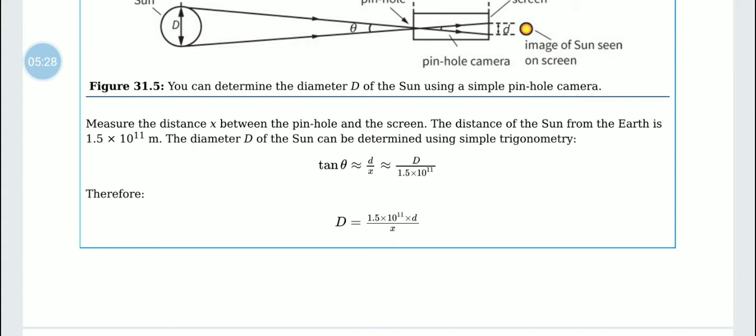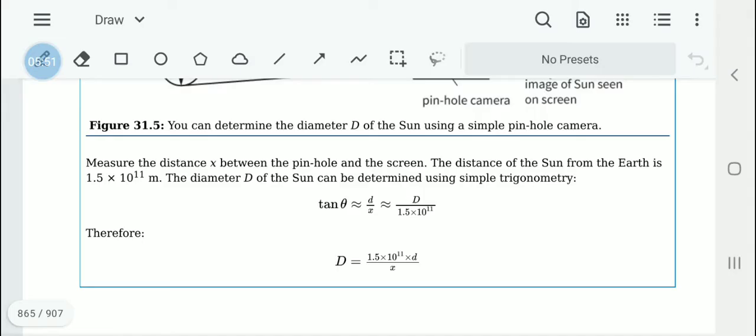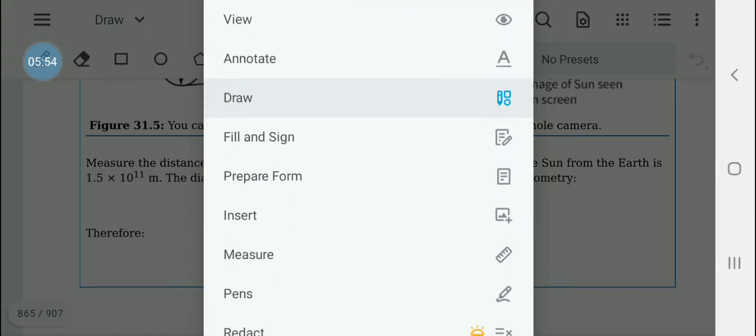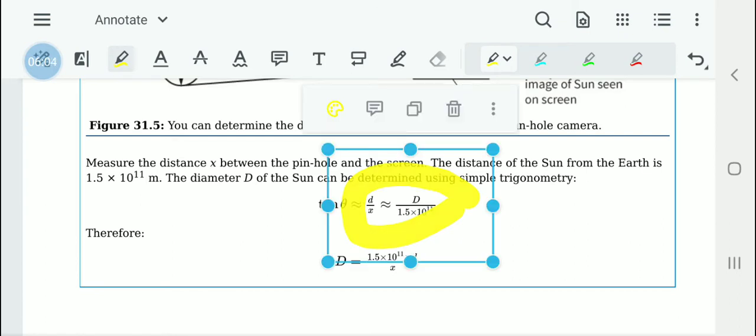Tan theta equals d upon x, which is equal to D upon 1.5 into 10 to the power 11. So we remove the tan theta part, then we get D equals 1.5 into 10 to the power 11 into d divided by x. What we have done here is simply taken these two and cross multiplied. I hope it makes sense.